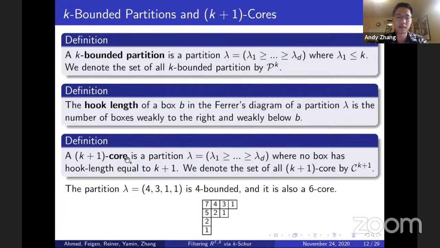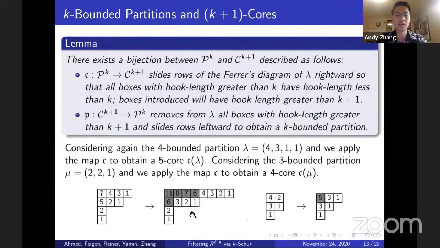Another useful definition is the so-called k+1 core. The definition is very simple: it's just a partition where no box has hook length equal to k+1. You may wonder why we shouldn't define a k-core instead of a k+1 core. That's because it's very convenient for the following theorem. I claim that there actually exists a bijection between k-bounded partitions and k+1 cores, and it's a very natural bijection.